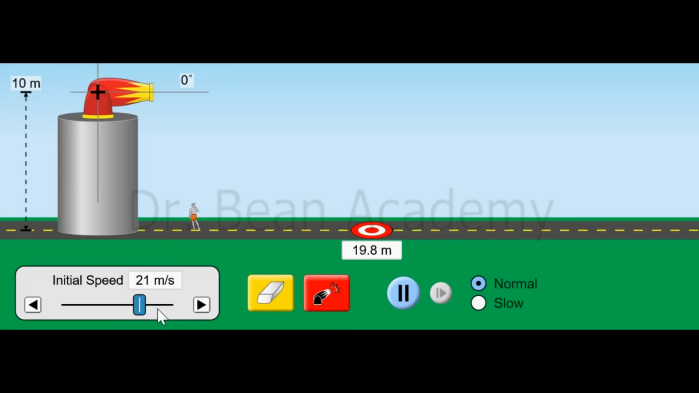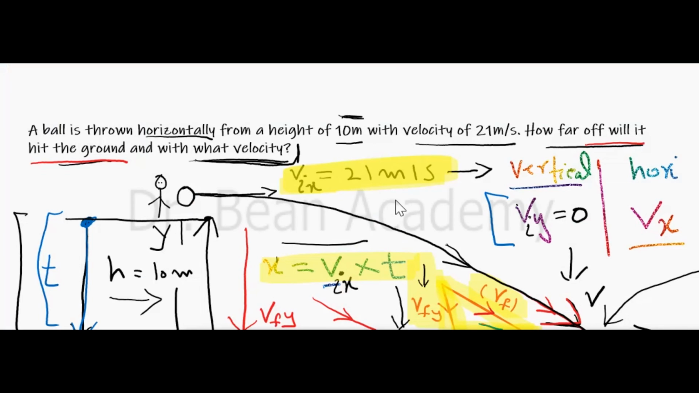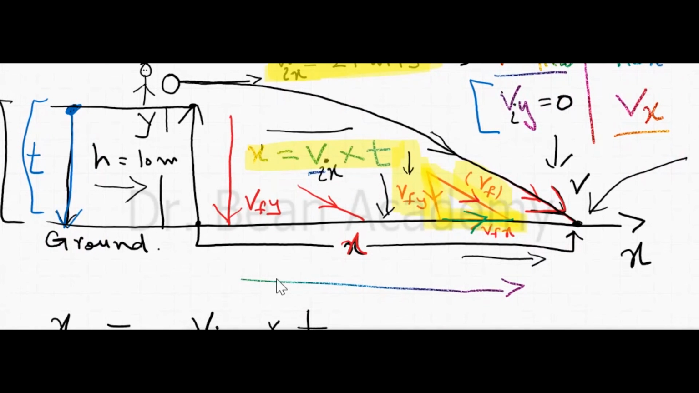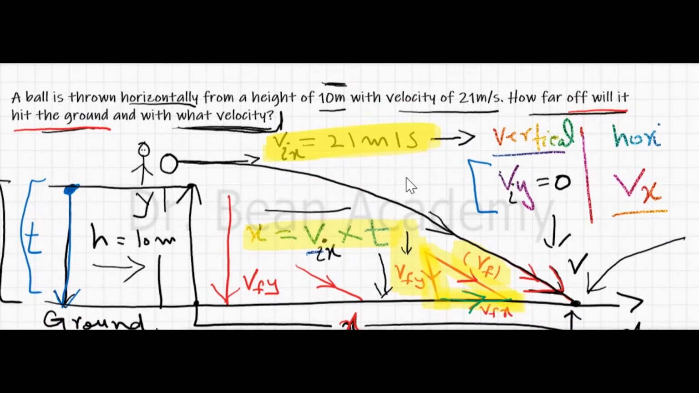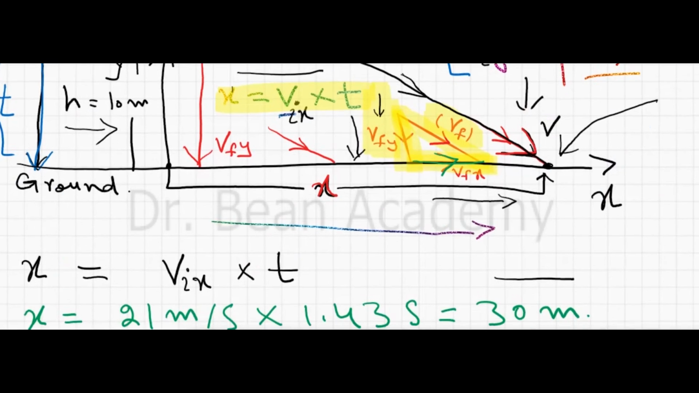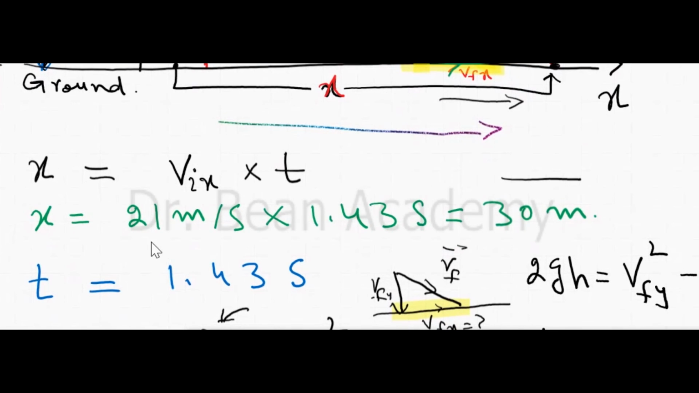And in the question it is a ball, but here we have a cannon. It doesn't matter, the motion is the same. So let me go back to the question, and the horizontal velocity was 21 meters per second. We needed to find the horizontal displacement from the start to the very end where it will hit the ground. And if you remember, we found that distance x is 30 meters. So whatever comes out of the cannon in this animation will hit the ground at 30 meters. So let's see if we were right.